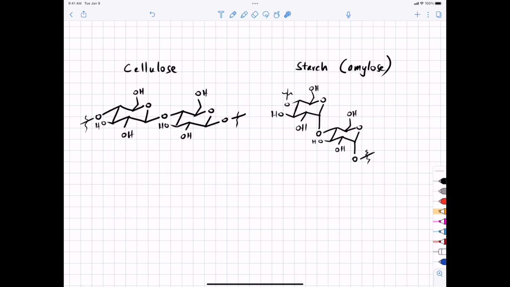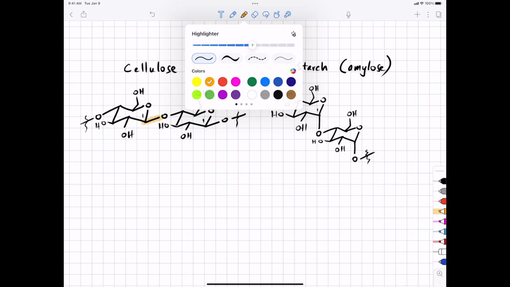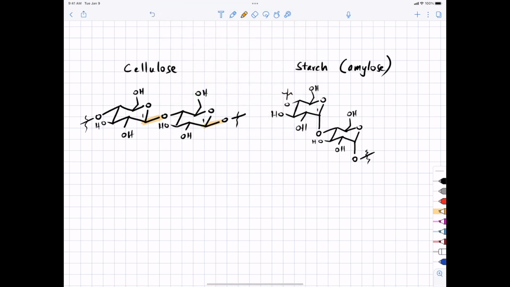It all comes down to whether or not a group is up versus down at what we will call carbon 1. Over on the left in cellulose, the oxygen on carbon 1 is always up. Whereas in amylose, carbon 1 is always down. Now that has a big effect.